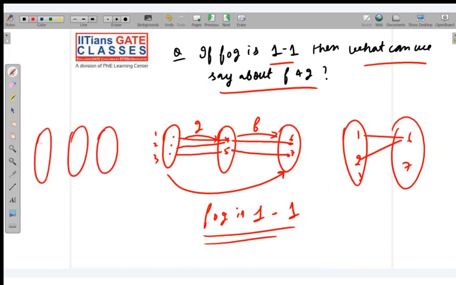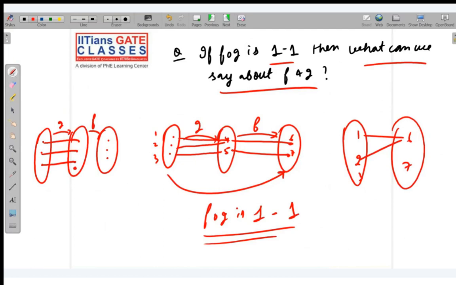So the more you think, the more you get. That is the basic scenario of this functions topic. For example, if this is g and this is f, if g is 1-1, like this is mapped to this, and this is mapped to this, and say this is mapped to this. I have left intentionally one element here so that it does not become onto.